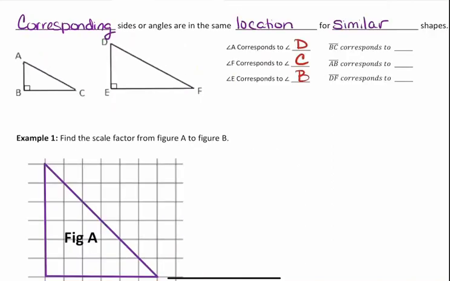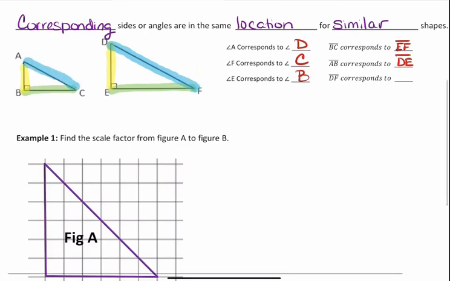So same thing applies to segments. BC, which is right here, corresponds to this segment over there. So that's EF, segment EF. AB is right here, and that corresponds with that segment right there, which is DE, segment DE. And DF is right here. That corresponds with that segment right there. So that's AC. So that's how corresponding works.